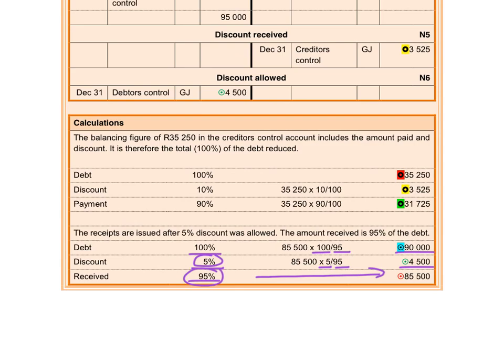The total debt is 100%, the discount is 10%, the payment is 90%. We calculated the balancing figure as 35,250, so that is the total amount with which the debt was reduced. It includes the discount. If we want to calculate the discount, the 35,250 times the 10% that we want to know, divided by 100%, and that will give us 3,525. The payment will be 90% of the total amount, and we will calculate that as 31,725.